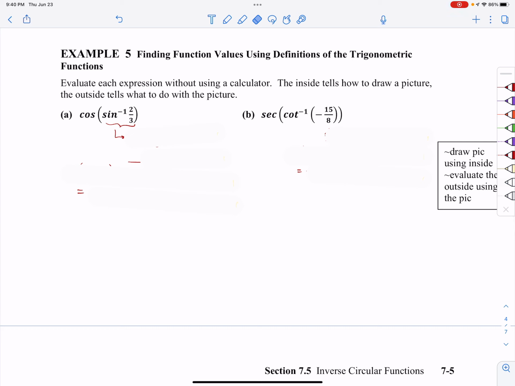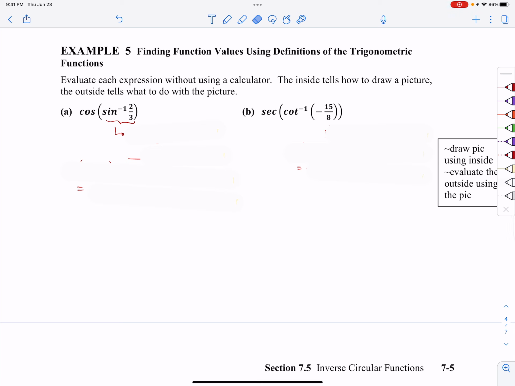All right, example 5, evaluate without a calculator. And I've given a little hint here. The inside will tell you how to draw your picture. The outside tells you what to do with your picture. So let's just jump right on in, and you'll notice my little how-to box over there tells me to draw a picture using the inside and then to evaluate the outside by using our picture.